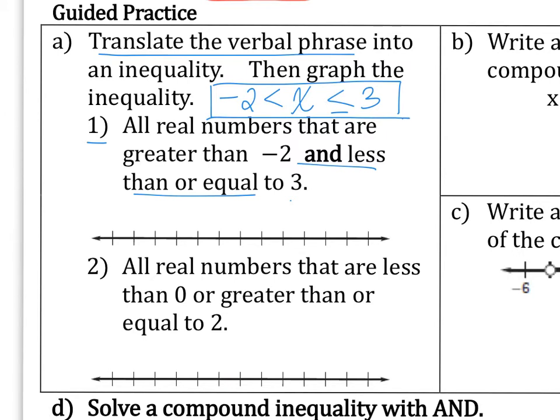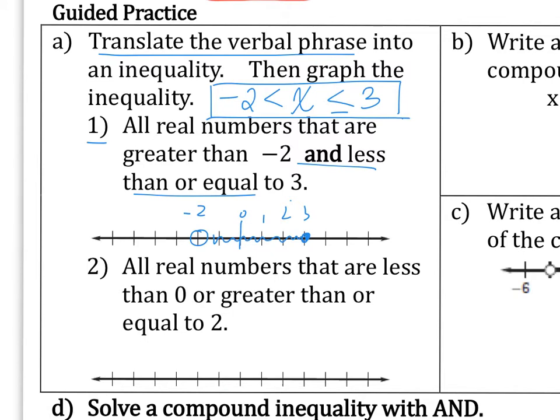And now I'm going to graph this. So -2, I'm going to first mark where my 0 is. -2 is going to be right here. I'm going to use an open circle. And 3, 1, 2, 3, closed circle. And graph everything inside of it.